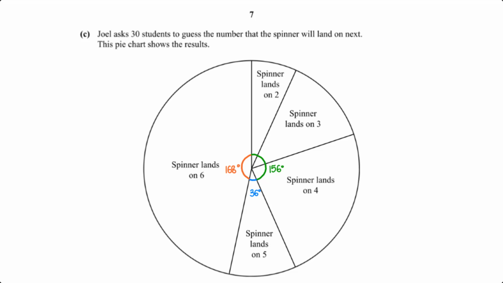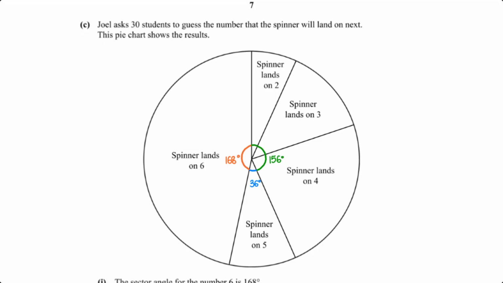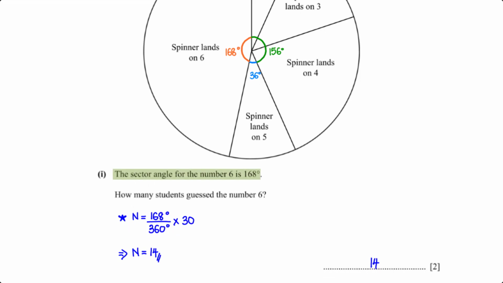Joel asks 30 students to guess the number that the spinner will land on next. This pie chart shows the results. The sector angle for the number 6 is 168 degrees. How many students guessed the number 6? The number of students who guessed the spinner lands on 6 is equal to the sector angle for the number 6, which is 168 degrees, divided by 360 degrees, times the total number of students, which is 30. This gives us 14.